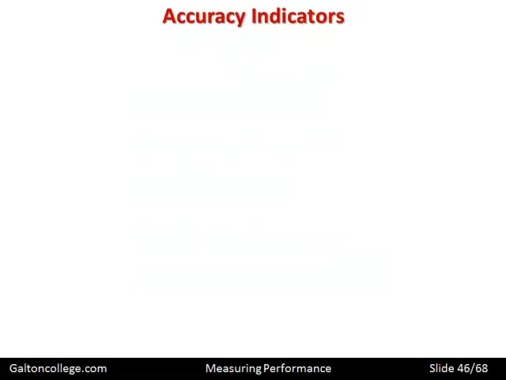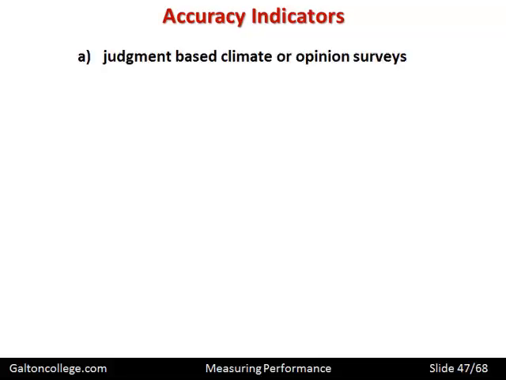And talking of accuracy, there are also accuracy indicators. Judgment-based climate or opinion surveys. Sometimes management have to make judgments. The judgments may be based on their experience, or it may be based on their best guess, or it may be based on opinion surveys. And one way or the other, how reliable are these measures or these indicators? I mean, are they accurate, or are they just wild guesses?